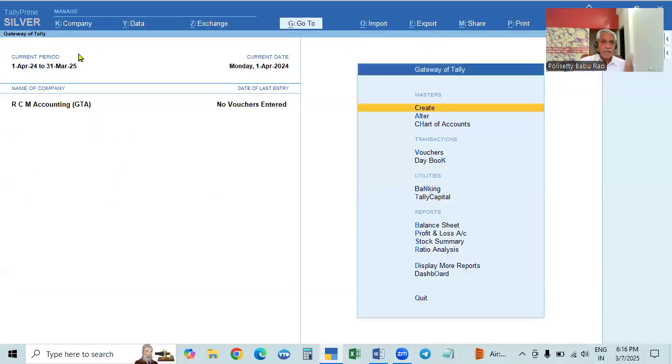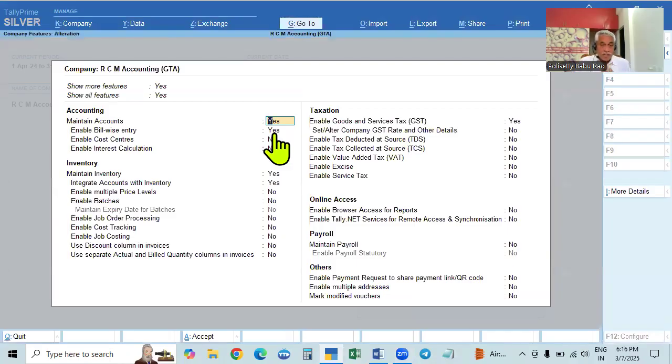And it is accepted. If it is a new company, automatically you will go to F11 features. If it is an existing company, you will directly click F11. In addition, this is a service we are receiving from the GTA for transporting our goods from the seller to us. We may be a manufacturer or trader, so we will be dealing with goods. For this, it is a service. All other transactions are goods, inventory transactions. So maintain accounts, yes. And if there is inventory, what do we do? Enable bill entry should be yes. And then inventory also required.